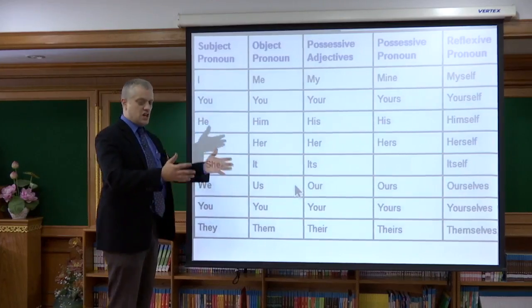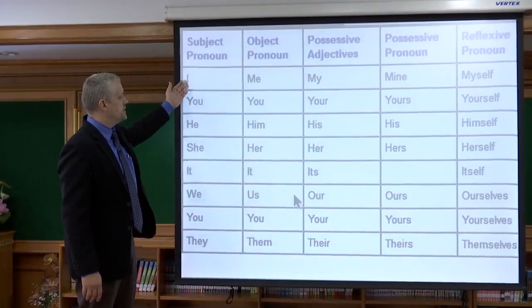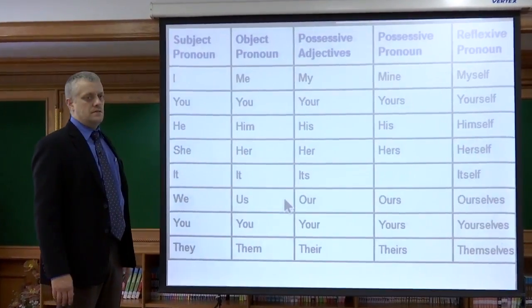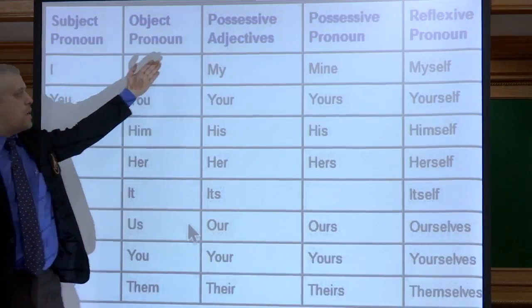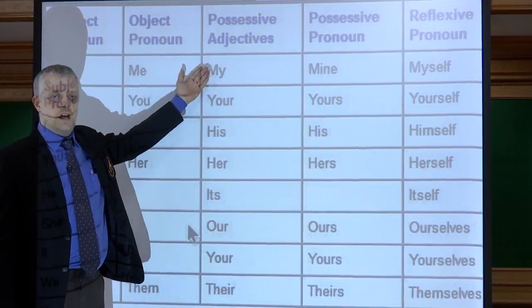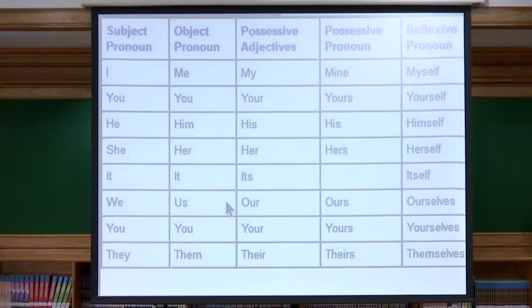So, this is a computer. I have a computer. Give the computer to me. It is my computer. It is mine. I bought the computer myself. So now I explain to you what I just did.